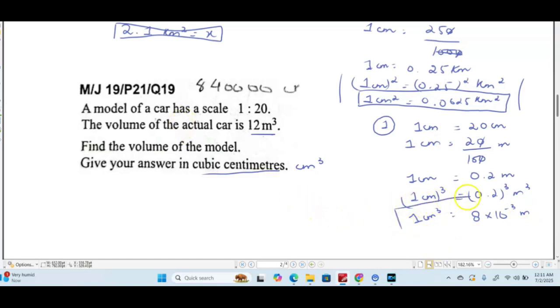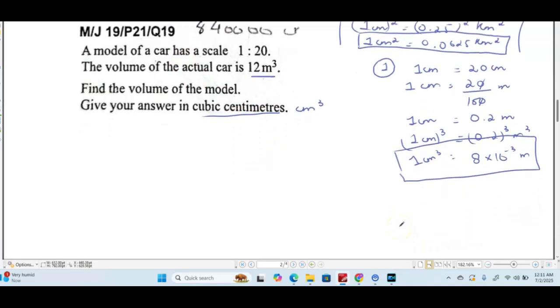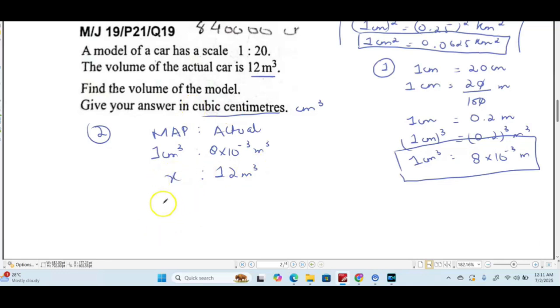So we've reached our relationship. Okay? Now we are going to move to our second step, which is map versus actual. Okay? So the relationship that we've established between meter cube and centimeter cube on the map and actuality is that 1 centimeter cube on the map is actually equal to 8 into 10 raised to the power minus 3 meter cubes. Okay? And in actuality, the volume is 12 meter cubes, and we've got to find the volume in the model.